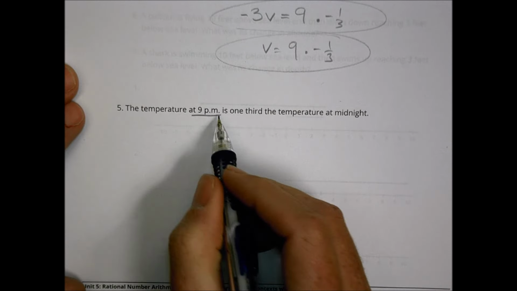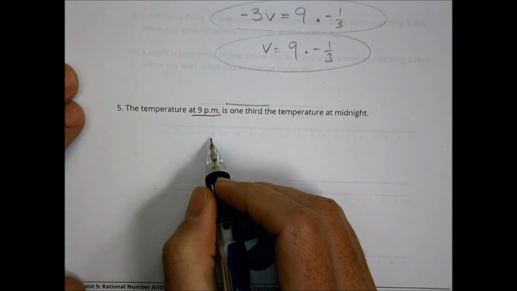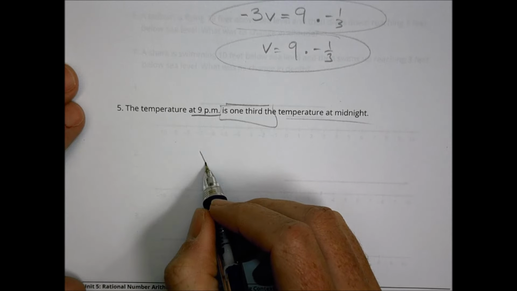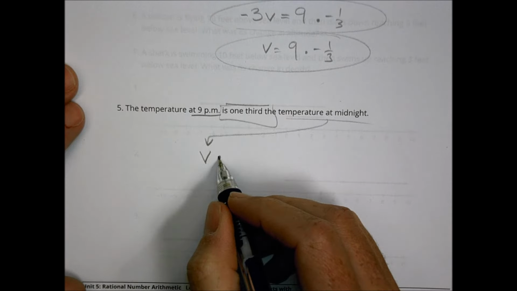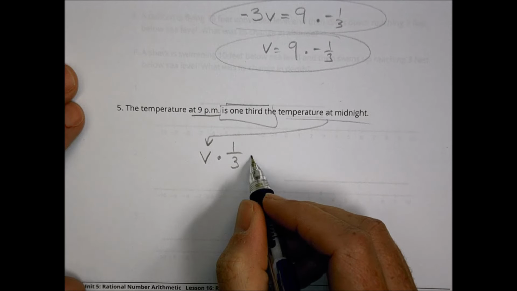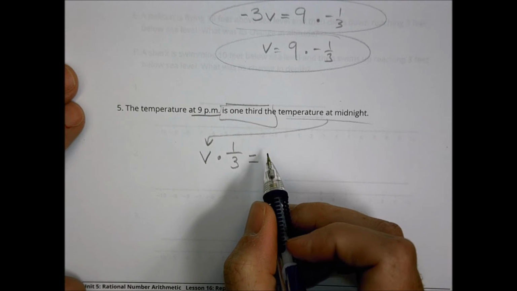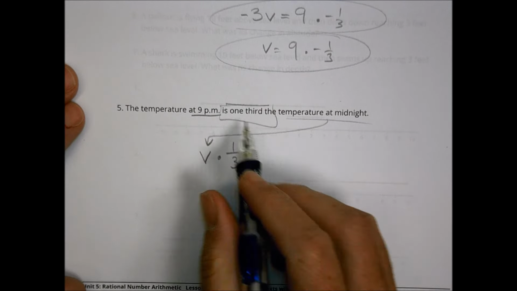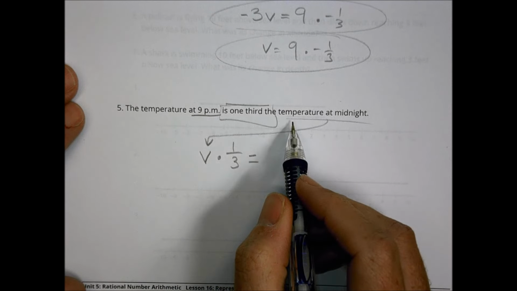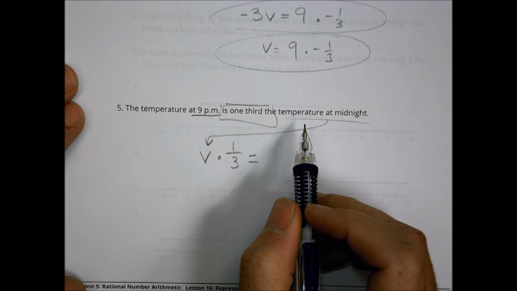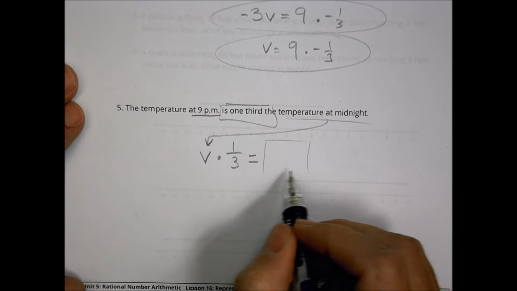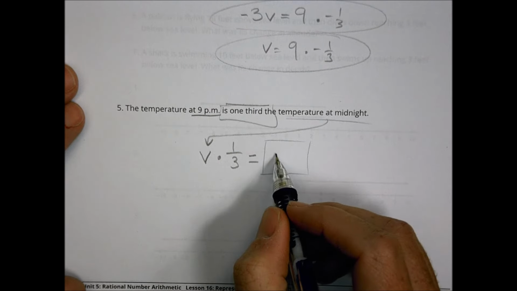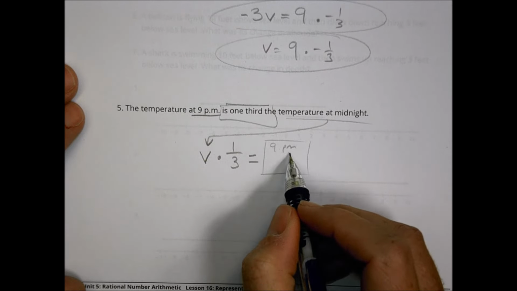And here it is, the temperature at 9 o'clock is 1/3 the temperature at midnight. Okay, so if we took the temperature at midnight and called that our variable and multiplied that by 1/3, that's going to give you the temperature at 9 o'clock. So the temperature at 9 p.m. is 1/3 the temperature at midnight. Now what I don't know is the temperature at midnight. That's the v. And this is the temperature at 9 o'clock, the 9 p.m. temperature. It's going to be equal to that.